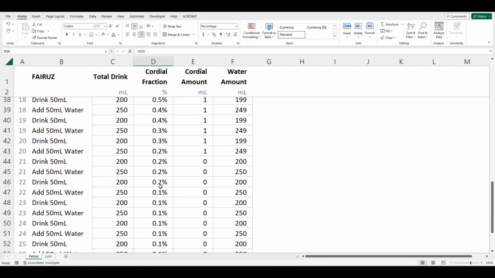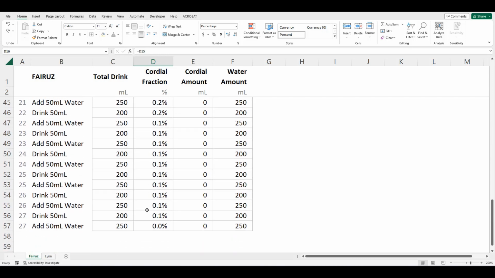And we see that if we keep doing this enough times, we do eventually get to approximately 0% of cordial, which would mean pure water. Now, there's a lot of rounding going on here, so it's not perfect yet. But if I'm going to 1 decimal place of precision on the percentage, then we are effectively at 0%. That happens after 27 iterations of this process.